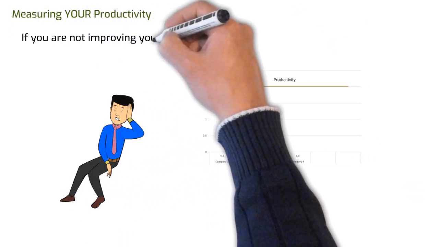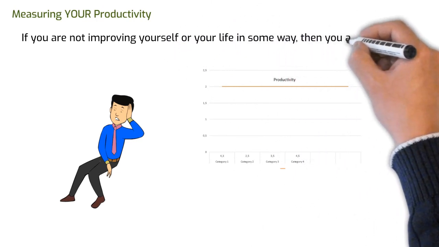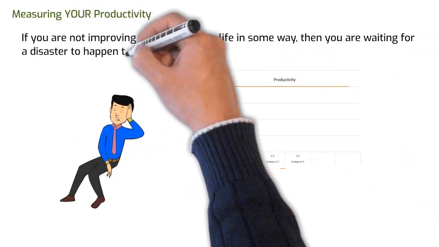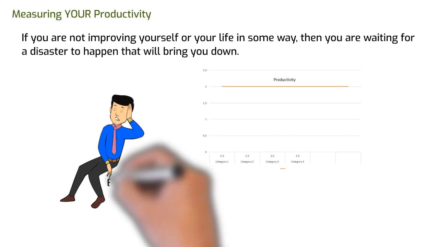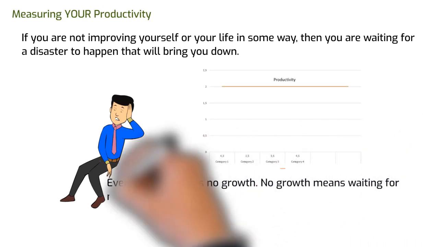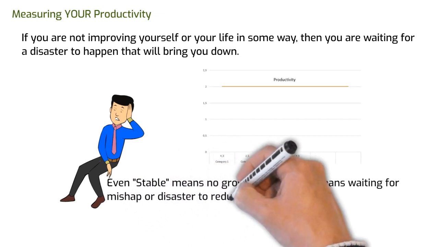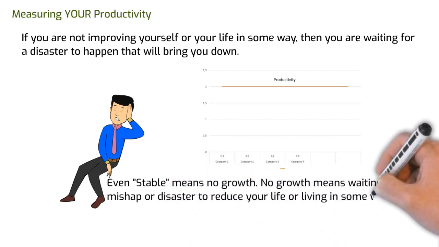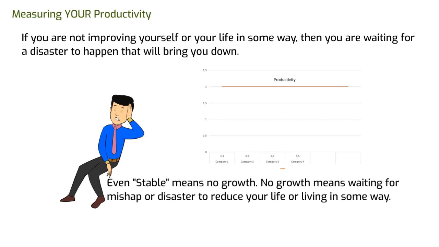If you're not improving yourself or your life in some way, then you are waiting for a disaster to happen that will bring you down. Even stable means no growth. No growth means waiting for mishap or disaster to reduce your life or living in some way.